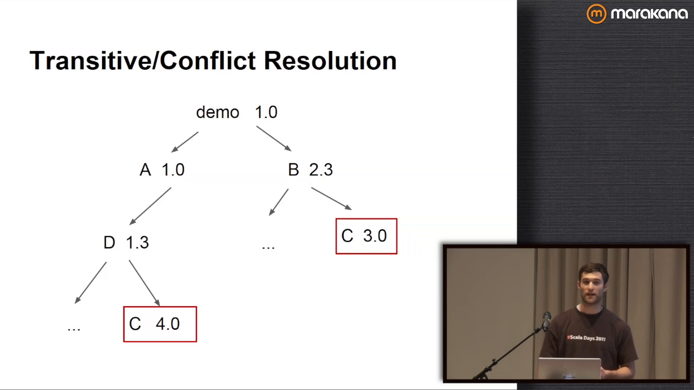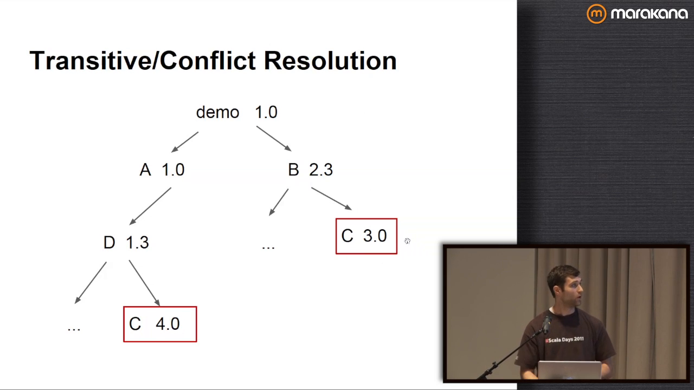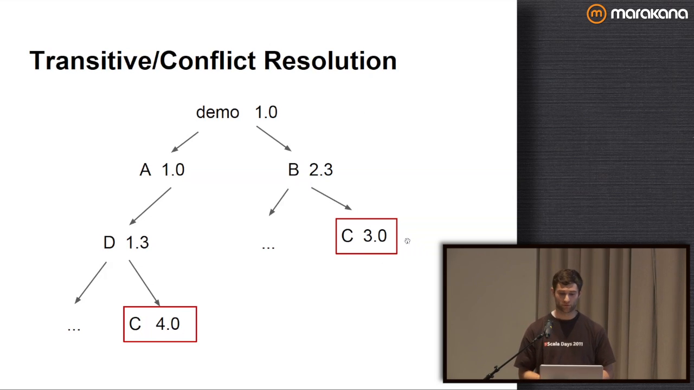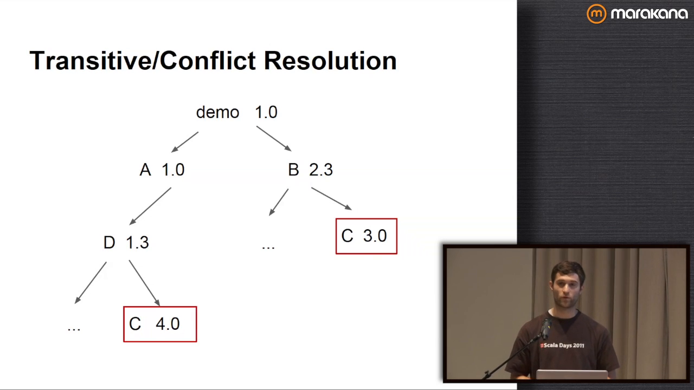There's a couple different ways you can handle this. Maven's default is nearest. So you have your root here, demo 1.0. C 3.0 is the closest to that root, so let's go with that. Ivy has the default of latest. So let's take some information from these versions. 3.0 is older than 4.0 if you ascribe some meaning to it. So let's go with 4.0 because that's newer.